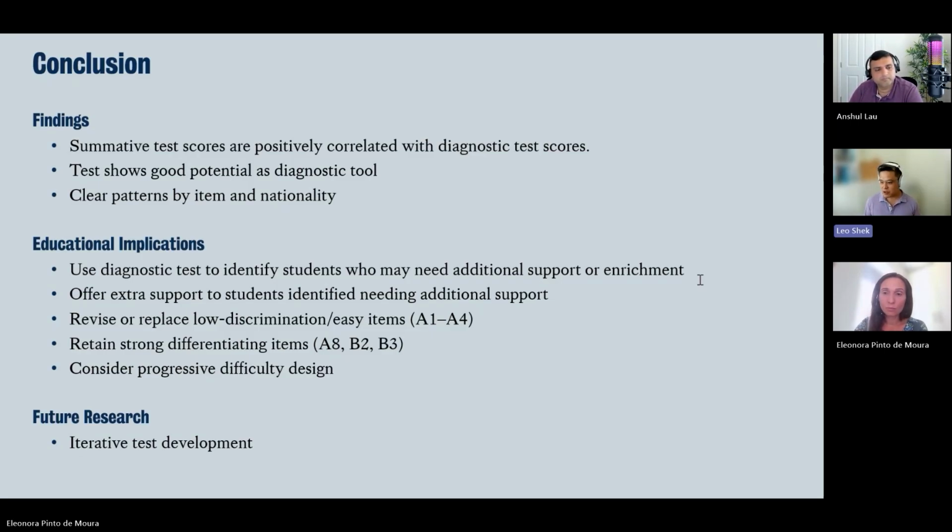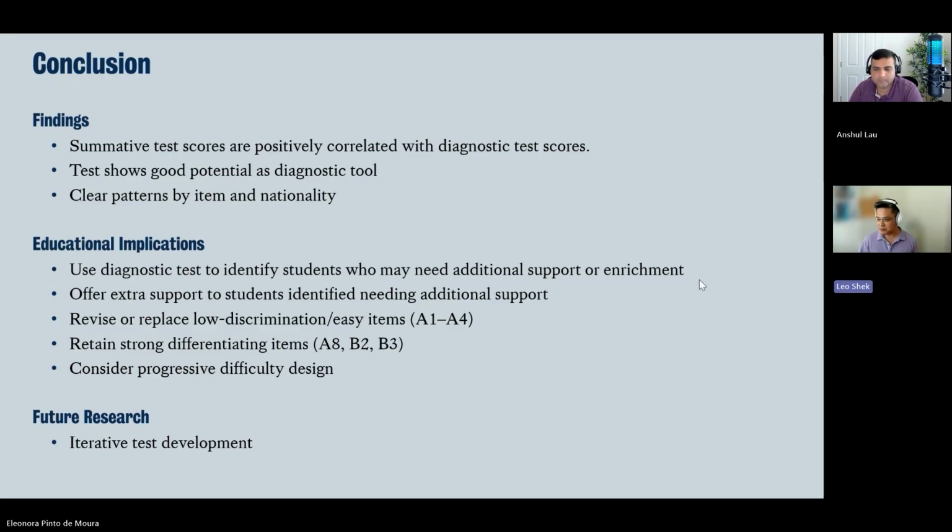So what I can do is respond to some of the questions here, which are related to the conclusion. One of the questions is about whether we are using this diagnostic test result to tailor learning intervention and support service for students. Well, because this time when we first ran the test, it was quite a pilot. We did not have a very thorough plan of what to do with the result.